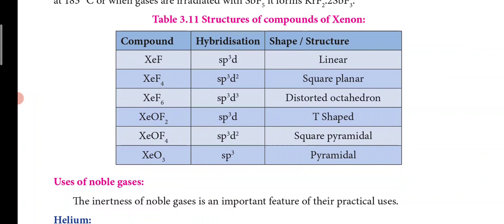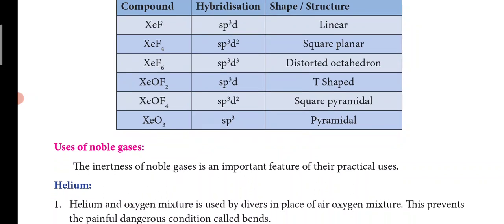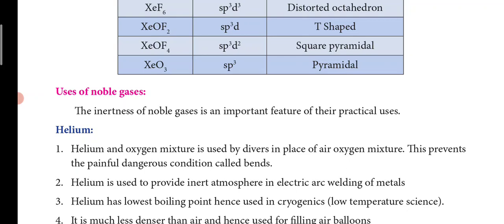Next is their structure again. Xenon difluoride is linear, xenon tetrafluoride is square planar, hexafluoride is distorted octahedron, xenon oxodifluoride is T-shaped, xenon oxotetrafluoride is square pyramidal, xenon oxide is pyramidal. So for hybridization, you need not worry. For sp3d2 there are only two possibilities that we will check in the 5th lesson, so that will be easy to identify. Moving on to the uses of noble gases, they have many practical uses.